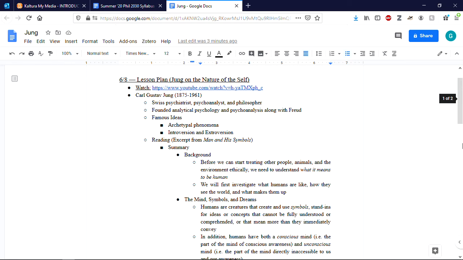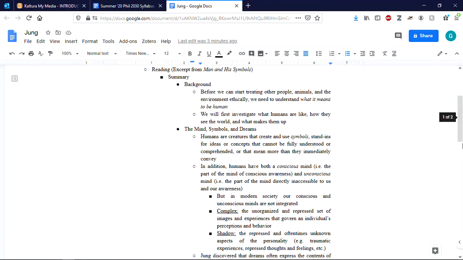What exactly is the human mind like? That is, what are the parts of it that we aren't consciously aware of like, and how do they influence us? This was something that Jung was highly interested in and something that he devoted his life to studying and trying to understand. Some of his famous ideas are archetypal phenomena, which we're going to be talking about today. And he was also the psychologist who came up with describing people in terms of introverted and extroverted personality characteristics. Just a little tidbit for y'all.